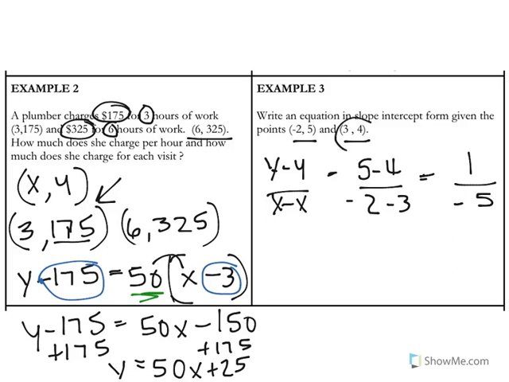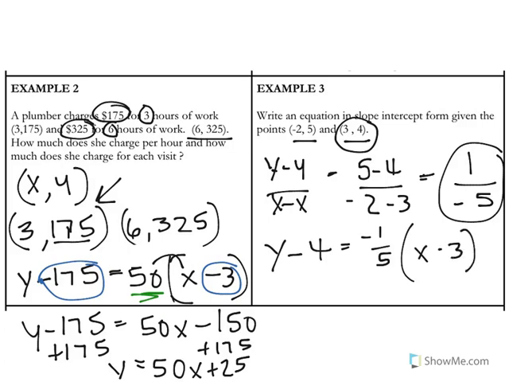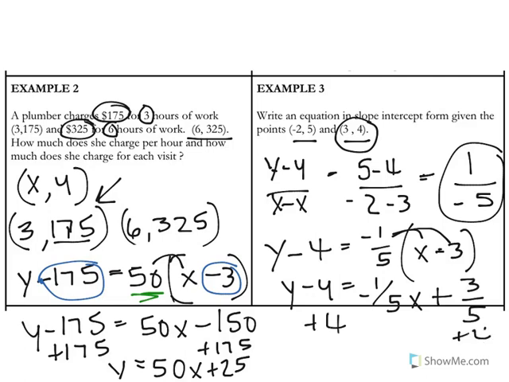So we're going to choose this point to use, and we already have our slope. So y minus 4 equals -1/5 x minus 3. Okay? So then we would rewrite y minus 4. We would say, what is -1/5 times x? It's -1/5 x. What is -1/5 times -3? Positive 3 over 5. And then finally, we want to add 4 to both sides. So y equals -1/5 x plus 4 and 3/5.